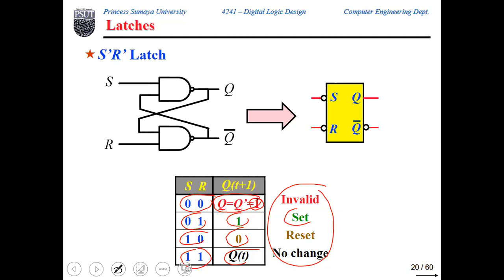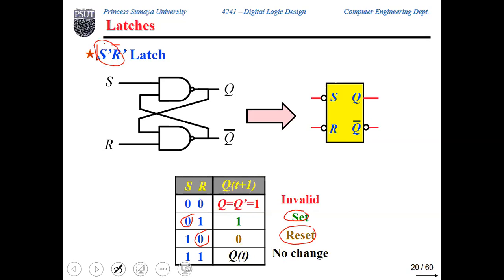So technically, what is the difference here? Both S and R are now active low inputs. What is meant by active low inputs? They have effect if their value is 0. If you look here, when S is 0, it is a set operation. When R is 0, it is a reset operation. So this is an active low input. That's why it is called the S-bar R-bar latch.